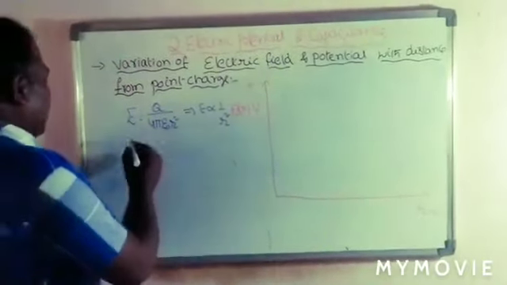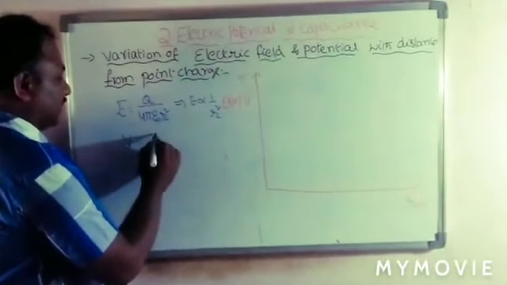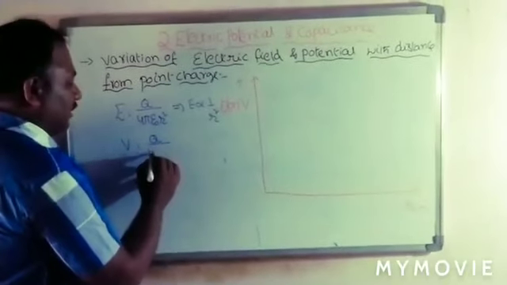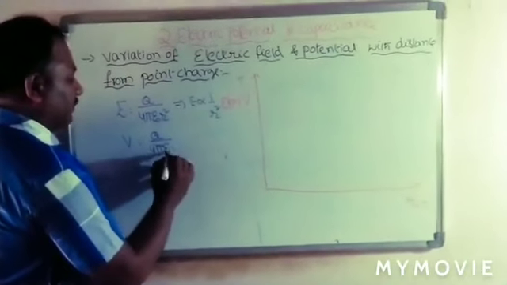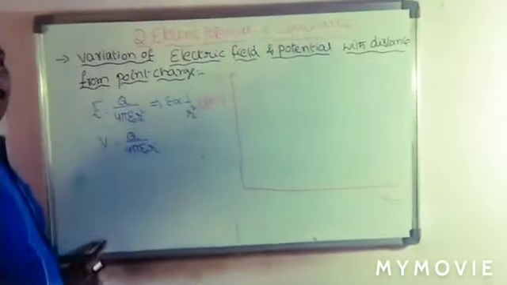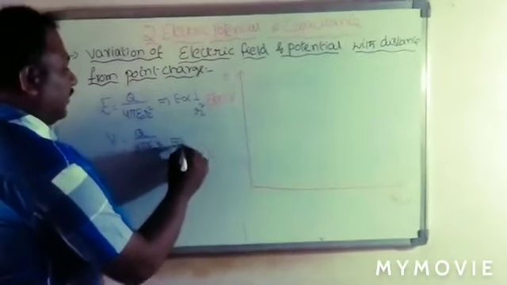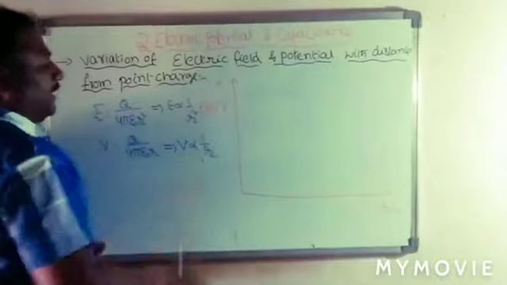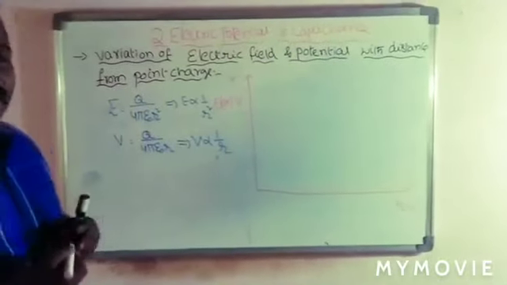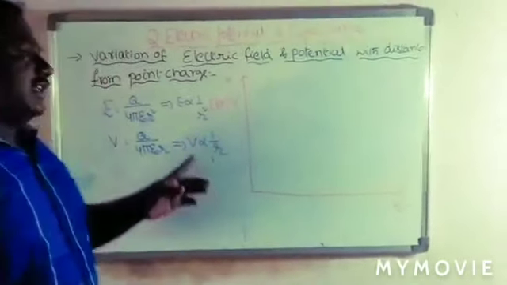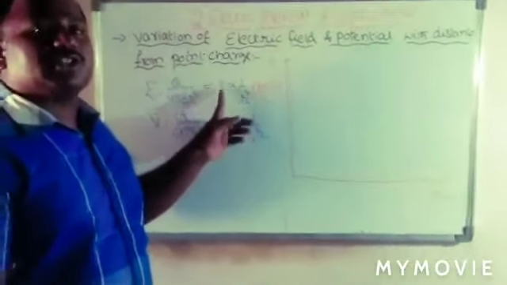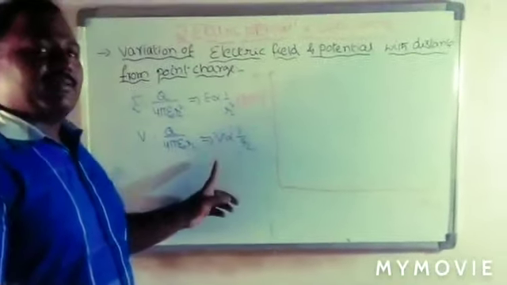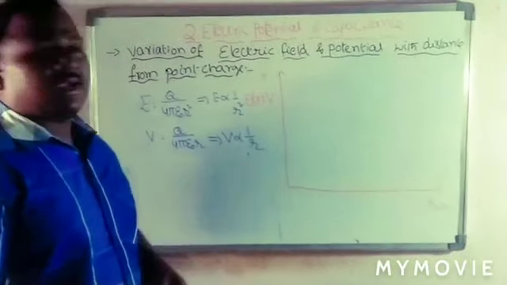In a similar way, here you know the potential formula we derived now: V is equal to Q by 4 pi epsilon naught into R. From this, we write V is directly proportional to 1 by R. So the relation with respect to the distance is: electric field is inversely proportional to R square and electric potential is inversely proportional to R.